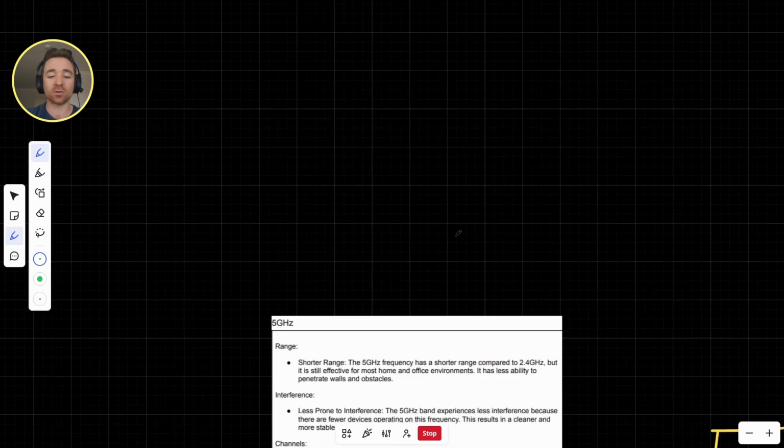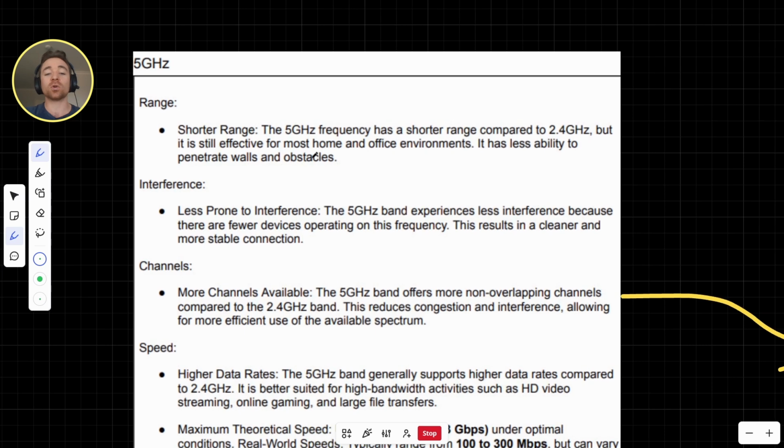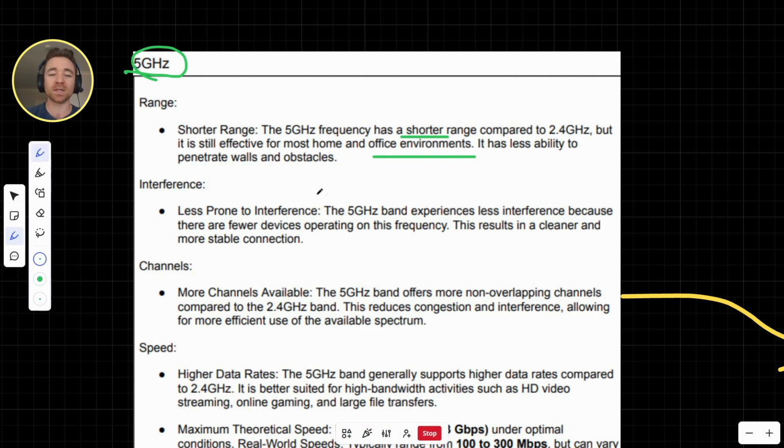If we move down to the 5 gigahertz frequency, we talked about how the range is shorter in comparison to 2.4. So for the 5 gigahertz frequency, it does have a shorter range compared to 2.4. We looked at that already with the visuals, but it's still effective for most home and office environments, unless you really have something spanning a large distance, like a big warehouse or a big long office. If you've just got a decently sized office, you'll probably be all right for the most part, particularly if there's not a lot of walls in there. So it will still be suitable for that kind of environment.